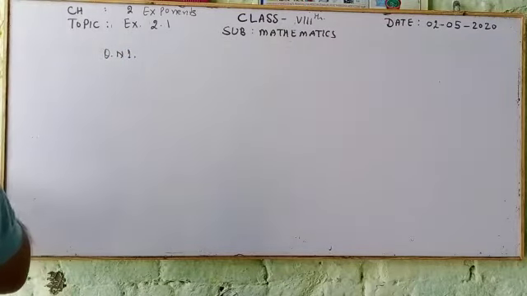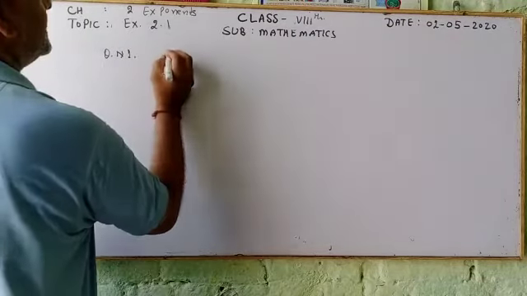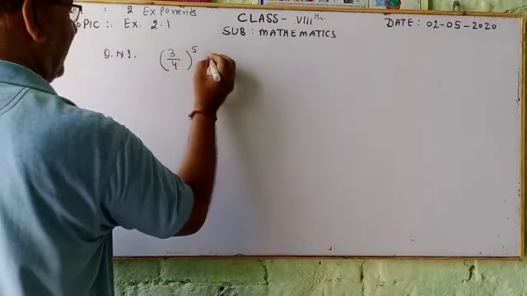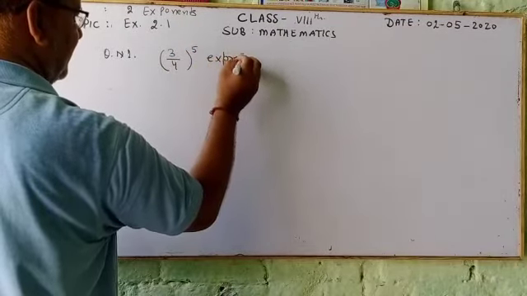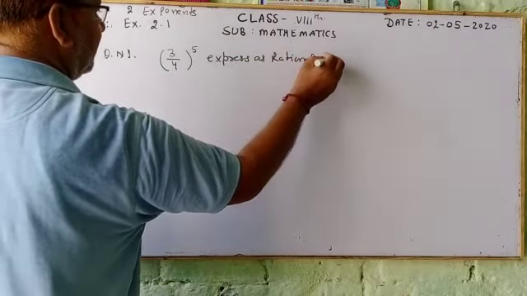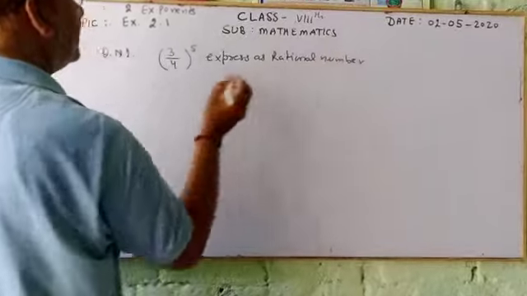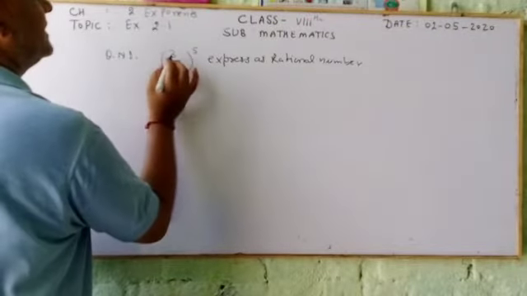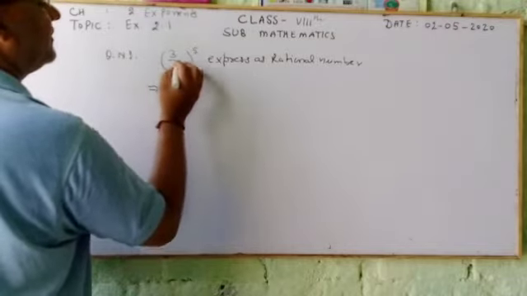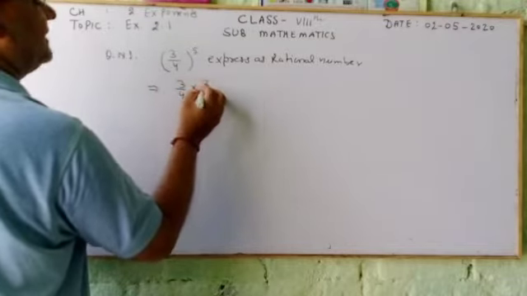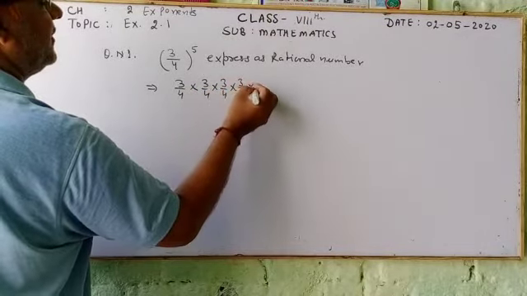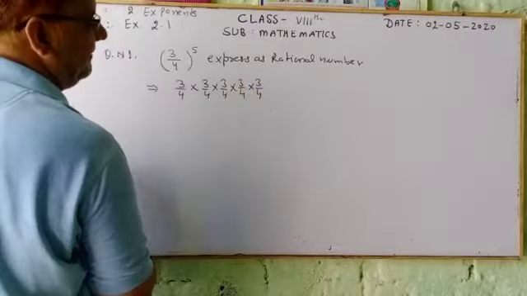Express the following as a rational number: 3 upon 4 raised to power 5. We know that 3 upon 4 to the power 5 means 3 upon 4 multiplied by 3 upon 4 multiplied by 3 upon 4, five times.